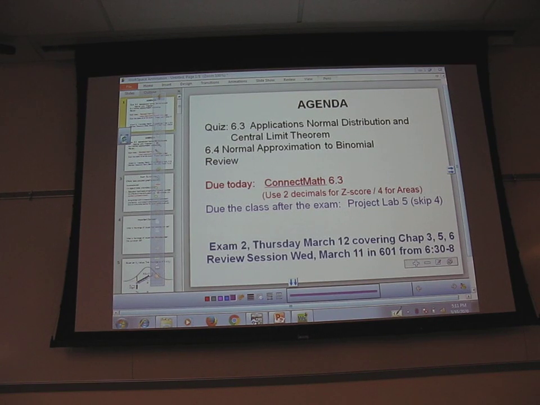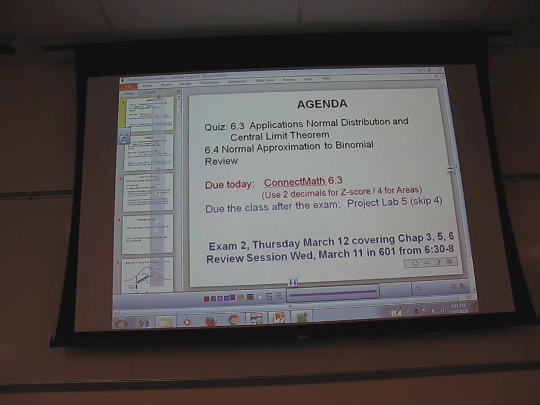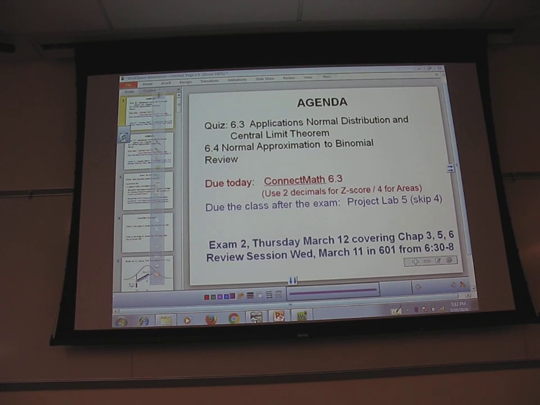Okay, so today we're just kind of reviewing 6.3, the central limit theorem. I'm also going to go over 6.4, the normal approximation to the binomial, and then we're going to review for the exam, which is in 2 days. You have Connect Math 6.3 due today.